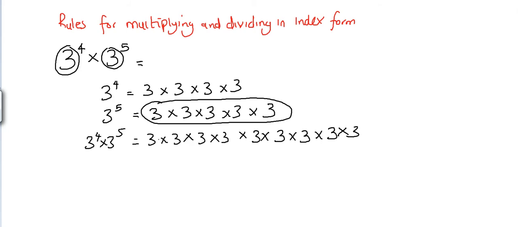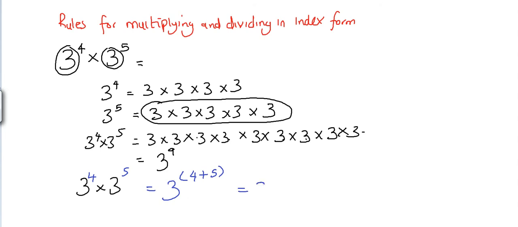Okay, if we count all of those, you can see that we have 3 to the power of 1, 2, 3, 4, 5, 6, 7, 8, 9. 3 to the power of 9, right? Can you see now that it's so easy to do? If we simply do 3 to the 4 times 3 to the 5, you can see that if we keep the base of 3 and add 4 plus 5, it gives us exactly 3 to the 9, which is the same as what we did here.